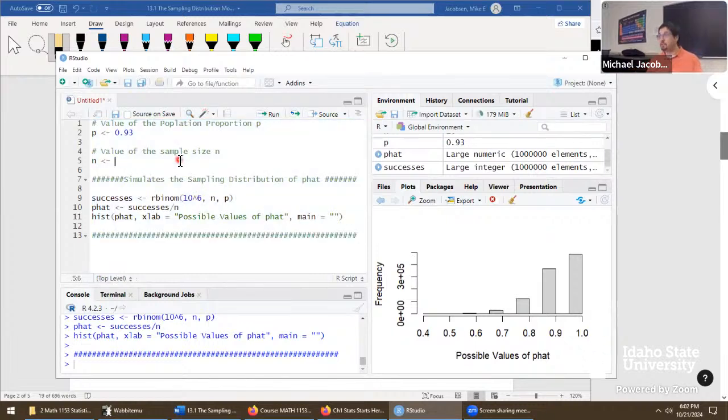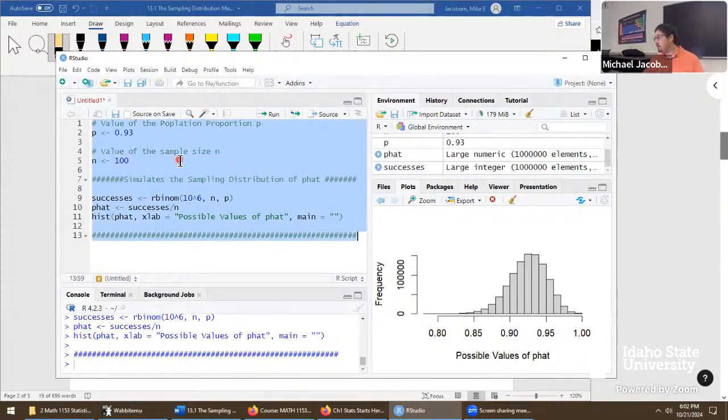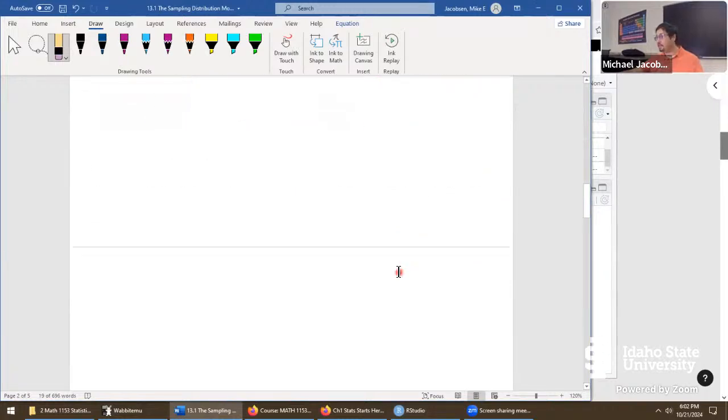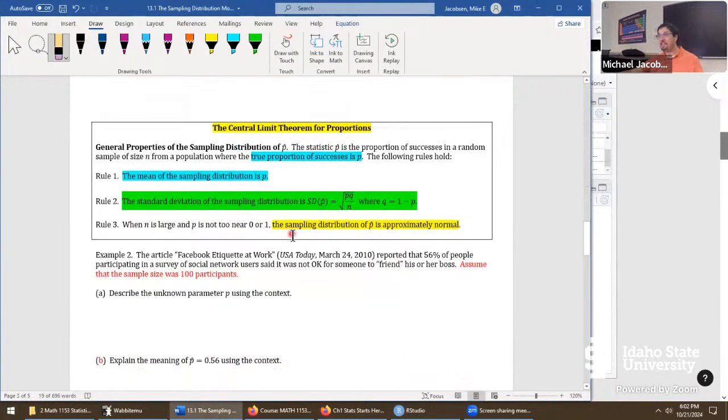So now let's bump this up to a sample size of 100. At sample size of 100, well, it's a better situation. I think everyone would agree. But what we want to use is eventually the central limit theorem. To make that happen, we need a sample size large enough. All it says here at the moment is when n is large and p is not too near 0 or 1, here we're pretty close to 1, the sampling distribution of p hat is approximately normal.